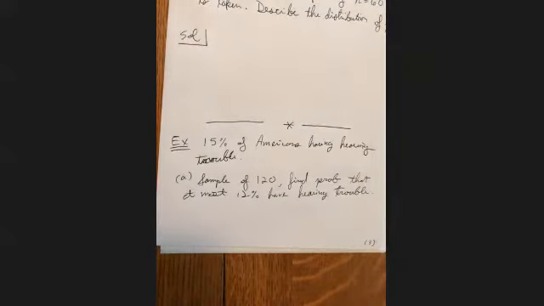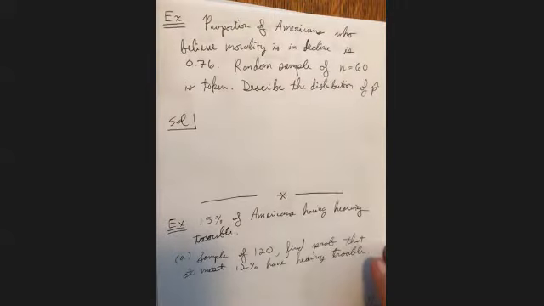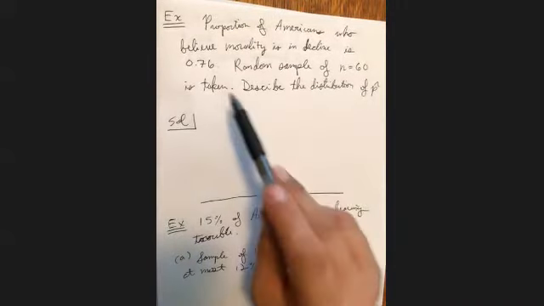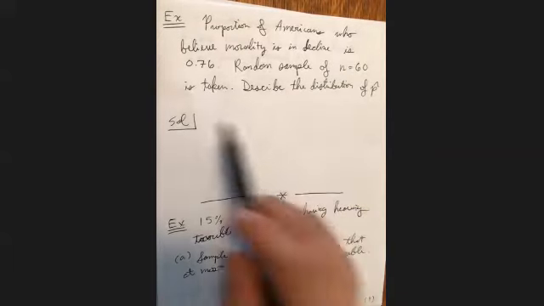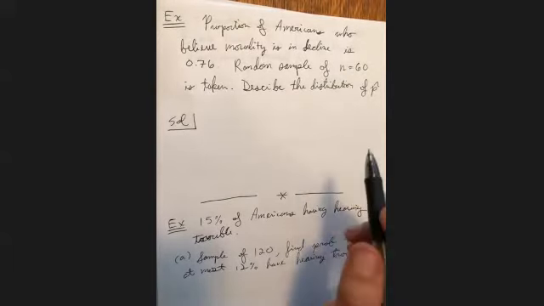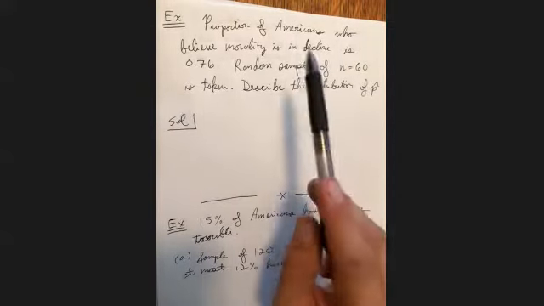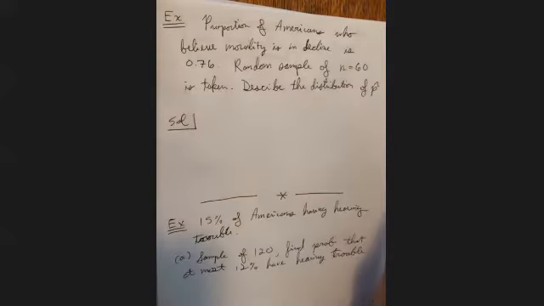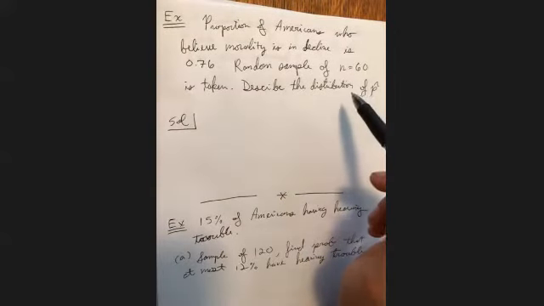So let's look at an example. All right, so we're told that the proportion of Americans who believe that morality is in decline is 0.76, and this was generated by a Gallup poll. So this 0.76 that they're telling us in this problem is equivalent to the global proportion of people that believe morality is in decline in America.